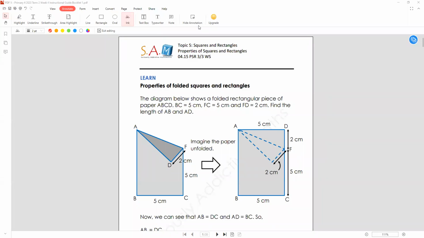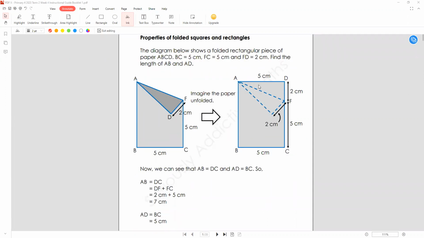Okay, hello teachers. This is the instructional guide for Primary 4, Term 2, Week 4. This week there are two booklets. The first one we're going to work on is the folded rectangles or folded square questions.